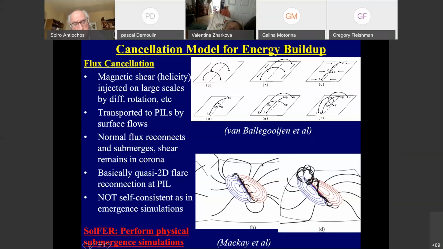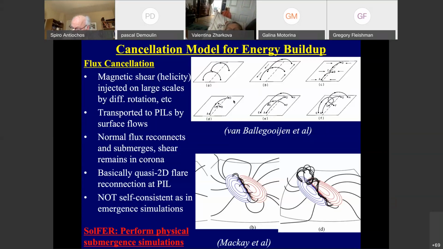Notice, cancellation is not like emergence. Emergence calculations are self-consistent in the sense that the simulation includes the subphotospheric region, part of the convection zone, and lets flux appear from the convection zone as it wants to do. Here, though, you're replacing the convection zone and what happens below with a surface where you're dictating what's going to happen. So this is really quasi-artificial, right? I mean, you're saying what's going to happen.